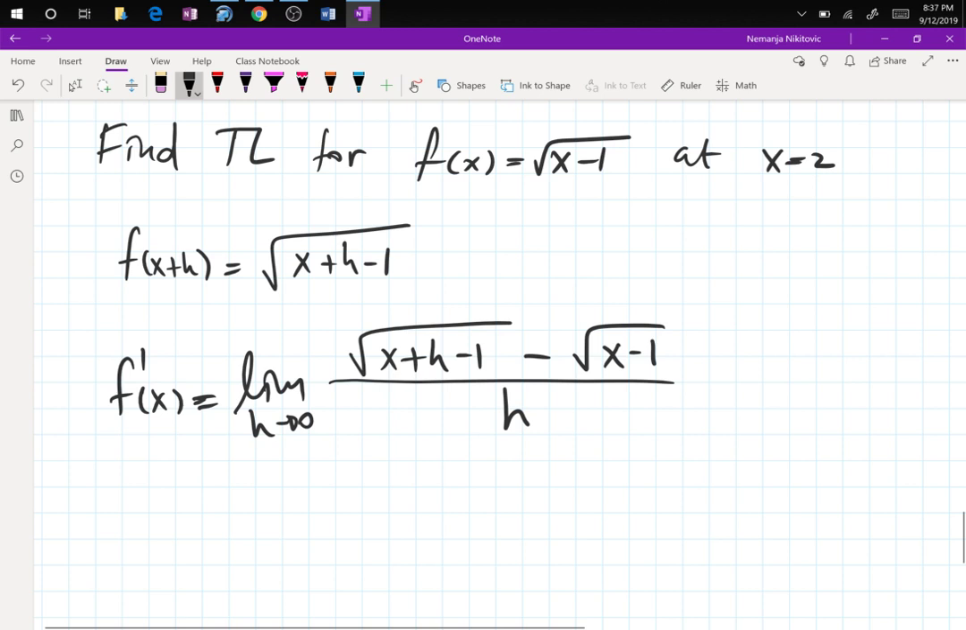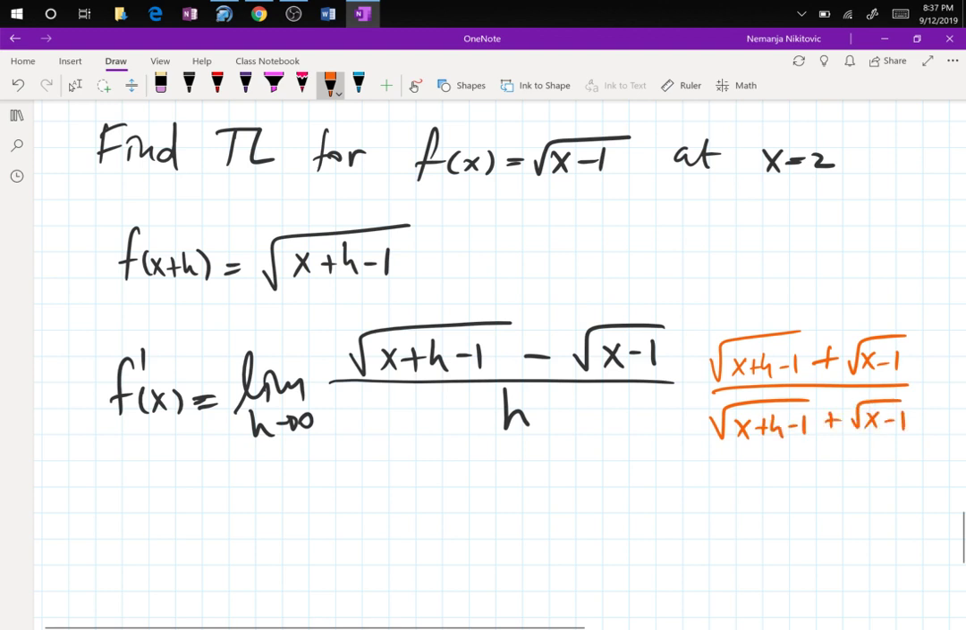Rationalize. That's why I go rrr. You rationalize by multiplying this expression by square root of x plus h minus 1 plus root x minus 1, over root x plus h minus 1 plus root x minus 1. So this orange expression is 1 because you're dividing the same values.